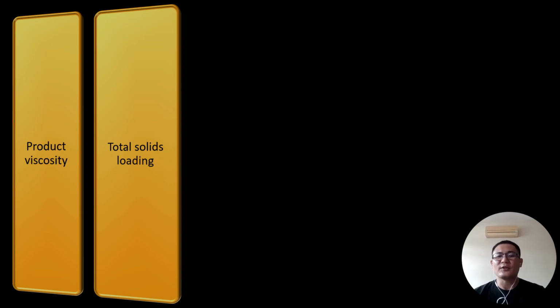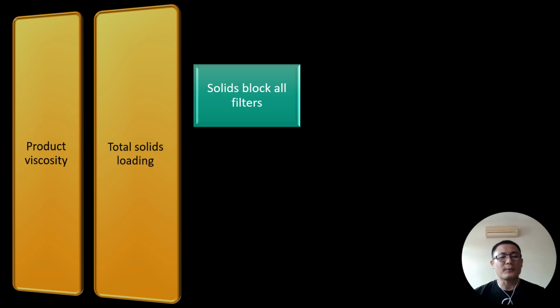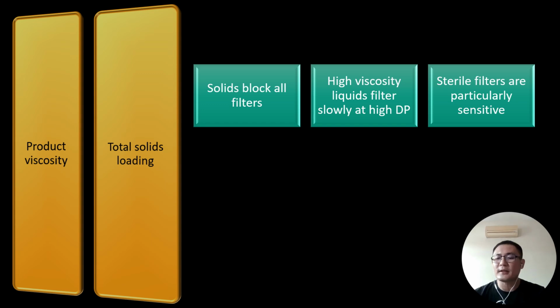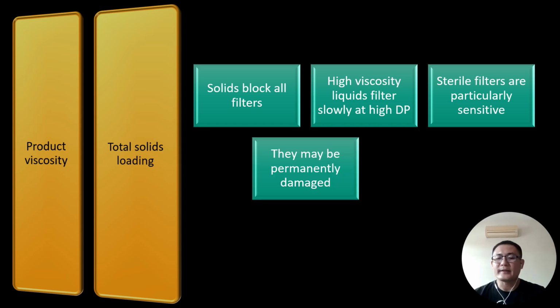Next, let's continue to review from the point of product viscosity and total solid loading. A cloudy product must have cloudiness removed prior to sterile filtration. If not, the solid content will block the filter after a short period, giving low filtration throughput and high pressure drop across the filter. The sterile filter is particularly sensitive. Once blocked by the solid content, it may be permanently damaged.